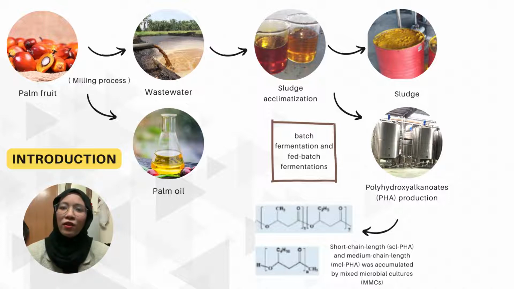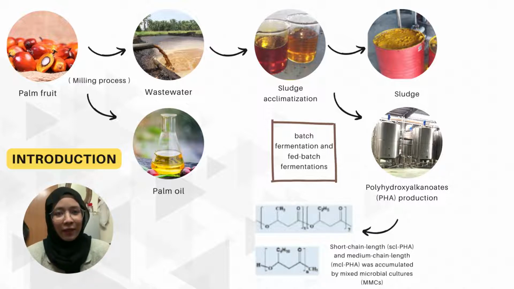However, the biggest concern is the palm oil mill effluent, or POME, which contributes up to 60% of the total waste generated. Therefore, researchers decided to convert POME into PHA. But how is it going to happen?